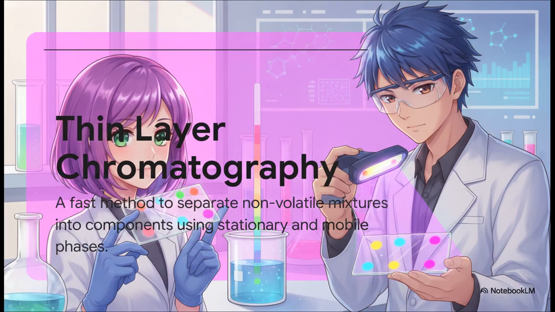So, what exactly is thin layer chromatography, or TLC for short? Well, it's a fast, highly versatile planar chromatographic method. Its main job is to separate non-volatile mixtures into their individual pure components, and it pulls off this microscopic ballet by using two key things, a stationary phase and a mobile phase. What's truly incredible about TLC, though, is its sheer efficiency. A scientist can work with literally micrograms of material to decode a compound's identity and purity. It's an absolute powerhouse of analysis, all happening right there on a tiny glass plate.